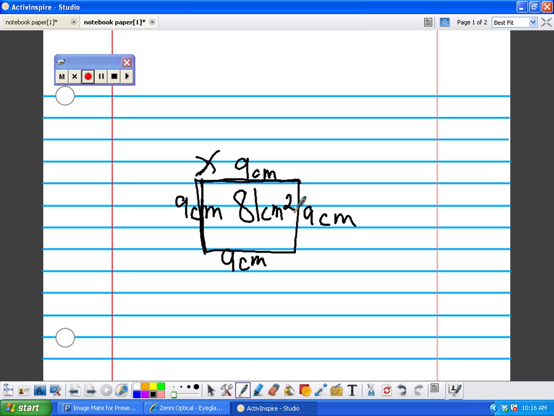Okay, how many of us are going to add on our homework tonight? We're not going to add. Area is multiplication. How many sides are we going to multiply? 2. Our length and our width.